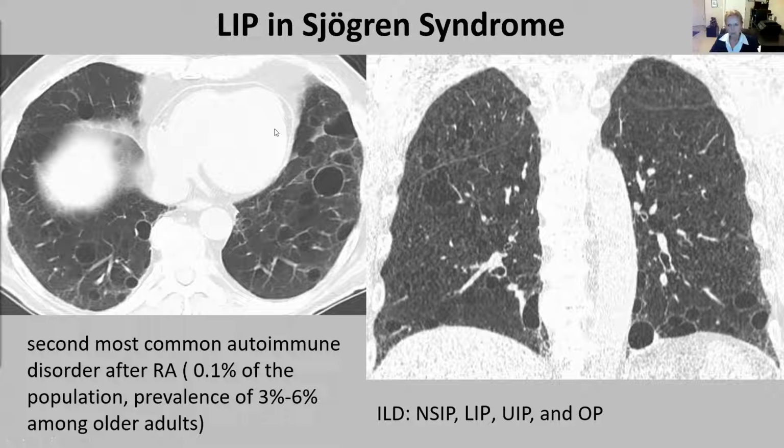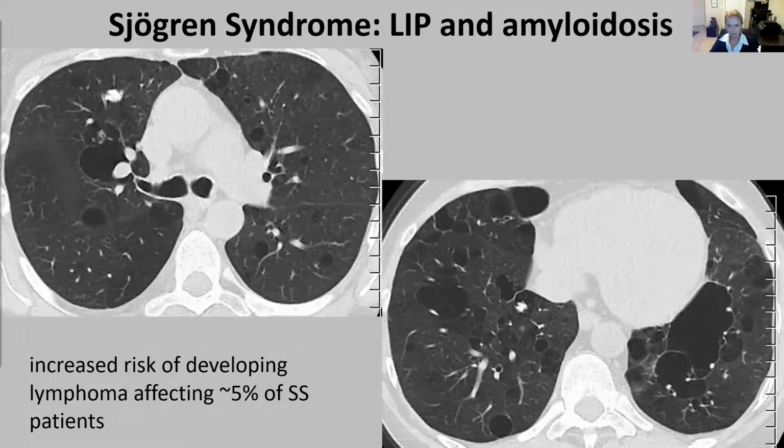Sjogren syndrome is the second most common autoimmune disorder after rheumatoid arthritis, and the pattern of lung involvement can vary, but most commonly is LIP and NSIP. This is another patient with Sjogren syndrome. We see findings consistent with LIP, but also small calcified nodules.